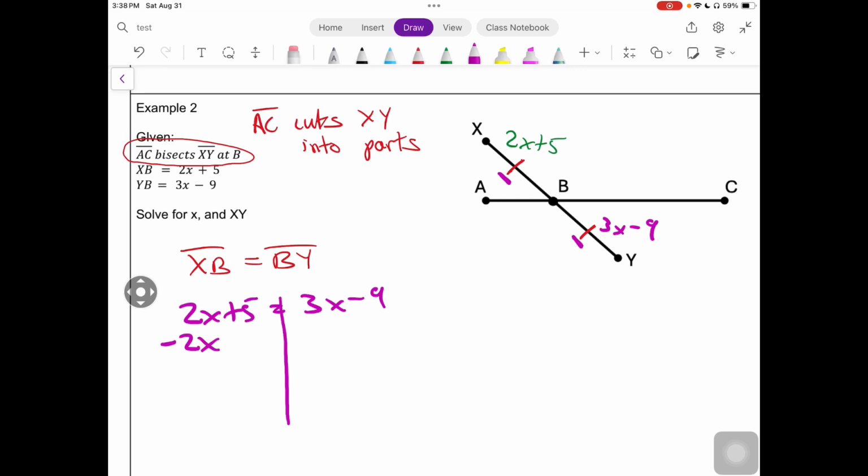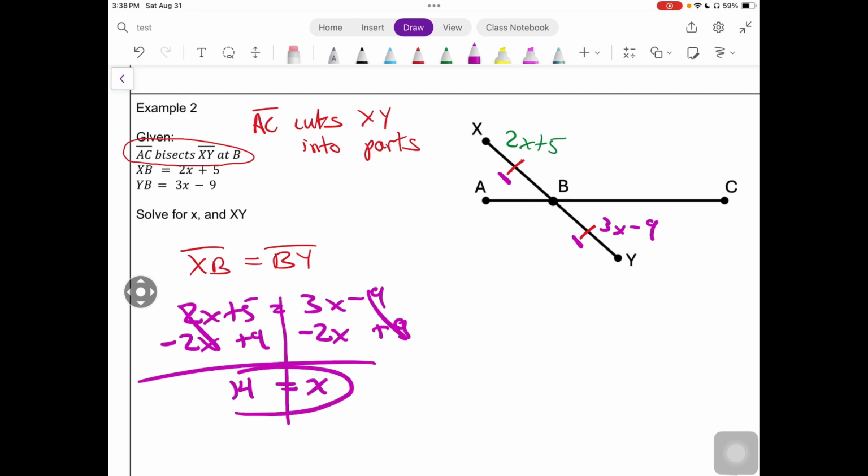I'm going to move my 2 to both sides, and I'm going to move my 9 to both sides. So we get 14 equals x. All right, that's one of our answers. It does say solve for x, so we've taken care of that. The last part says to solve for XY.